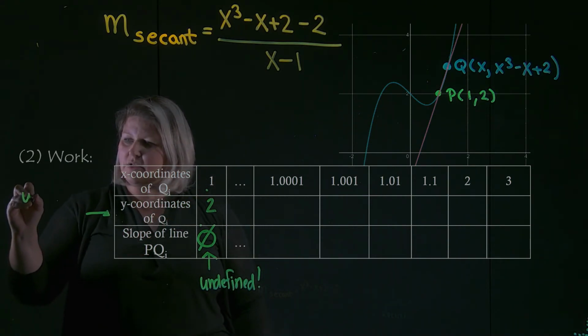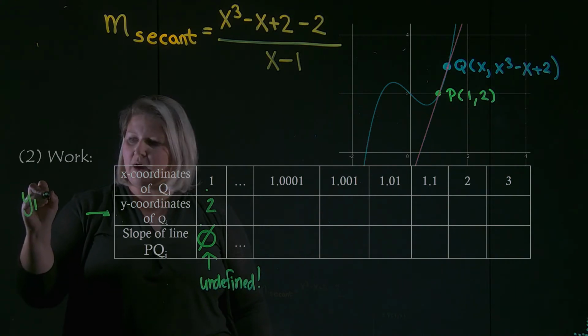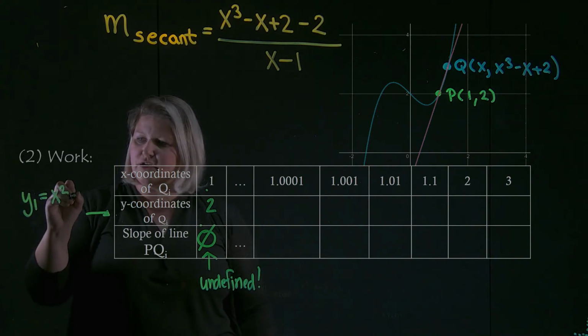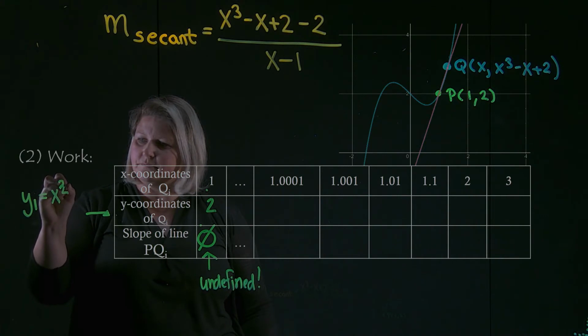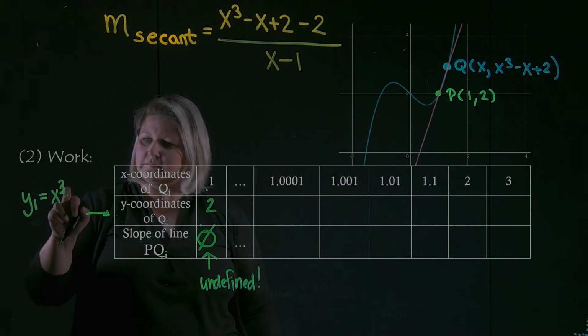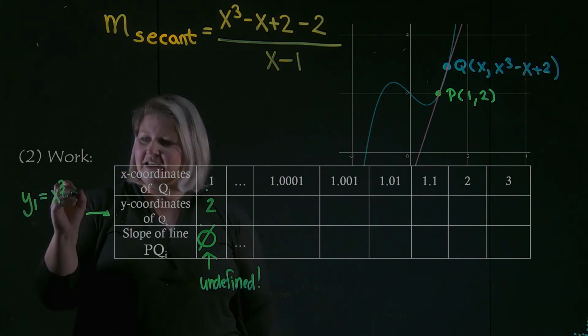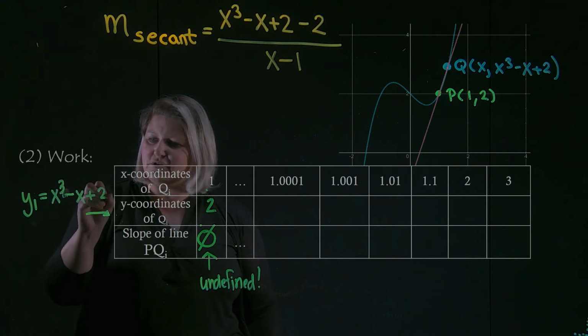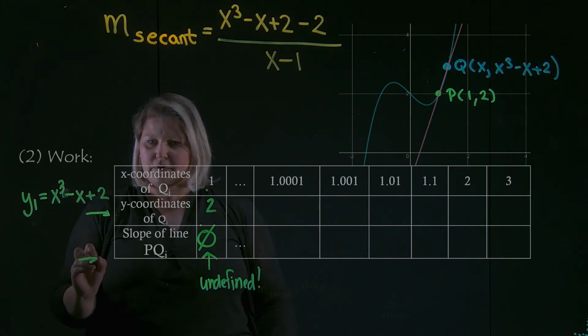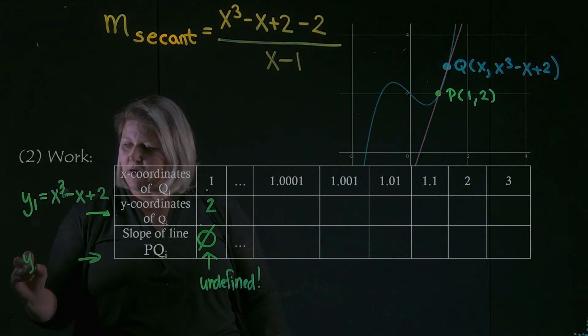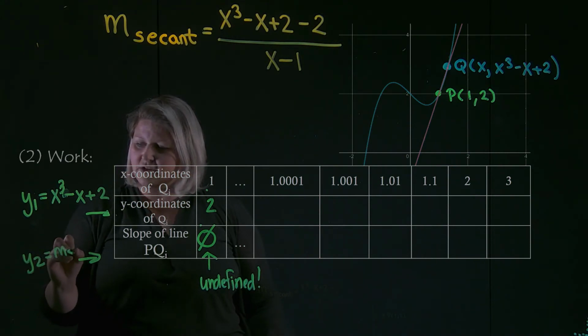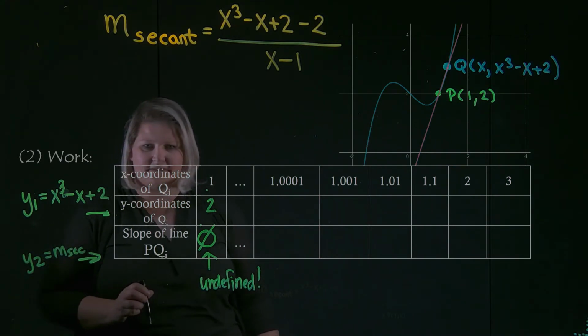Okay, so you can use your calculators to fill this out. What I'm going to do is use my calculator, and for y1, I'm going to put my original equation, x cubed minus x plus 2. For my y2, I'm going to put the equation for the slope of my secant.